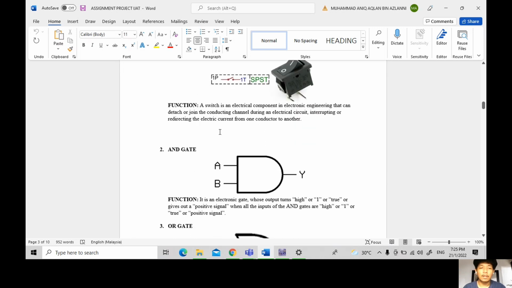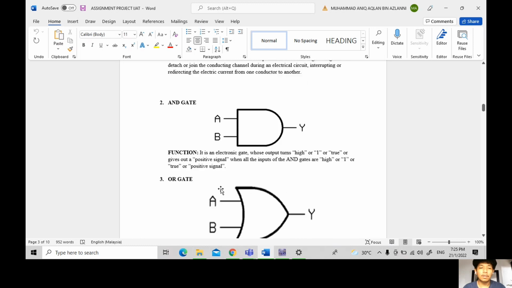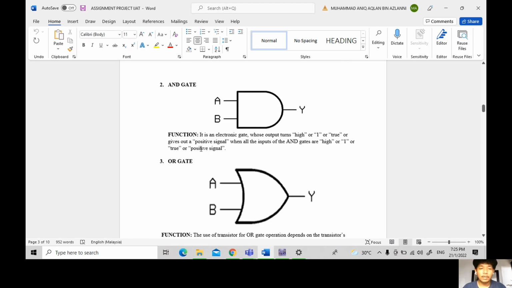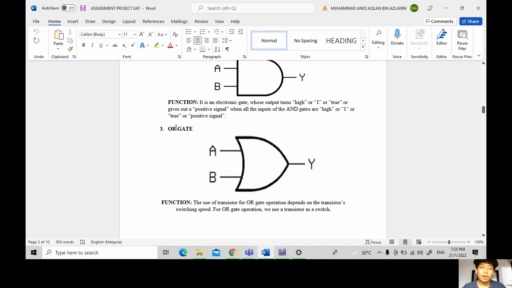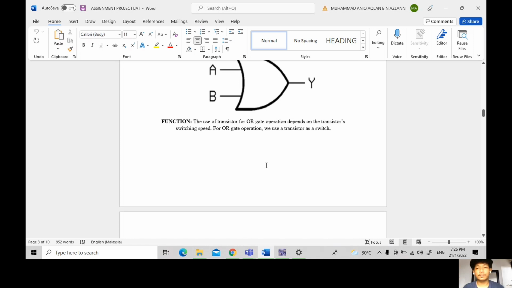The second component is the AND gate. The AND gate's function is that its output turns high, or 1, or gives out a positive signal, when all the inputs of the AND gate are high, or 1, or a positive signal. So the next component is the OR gate. The function of the OR gate is that the use of transistors for OR gate operation depends on the transistor switching speed. For OR gate operation, we use a transistor as a switch.